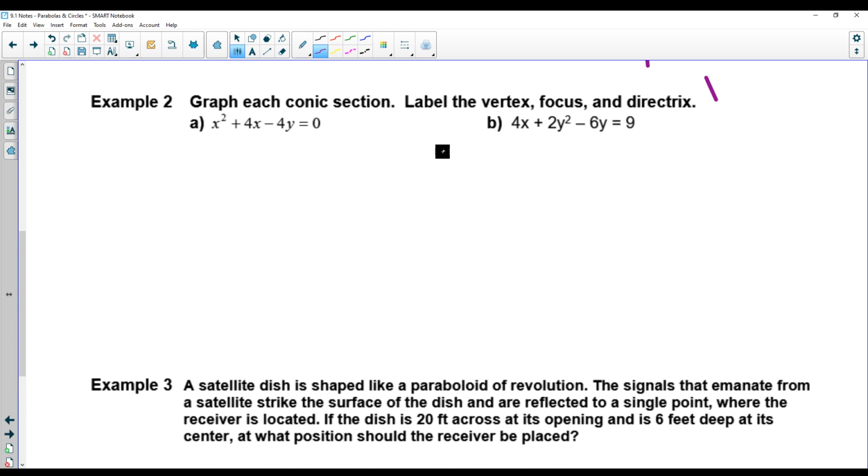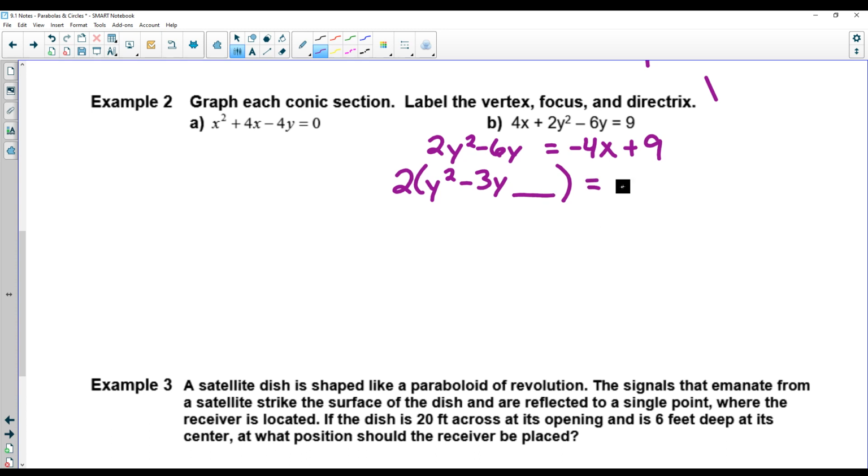All right, so I'm going to put my 2y squared minus 6y, and I'm going to take that 4x and get it the heck out of Dodge. I'm going to take it to the other side. So I'm going to put a negative 4x plus 9 on the other side of the equation because I want my squared terms and my y's on one side, and I want the x's on the other. So let's go ahead and pull out a 2 here to get ready to complete the square. So I'm going to have 2 outside of y squared minus 3y, leave a space to complete the square, and then that equals negative 4x plus 9.